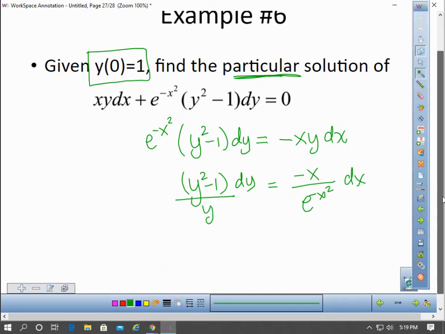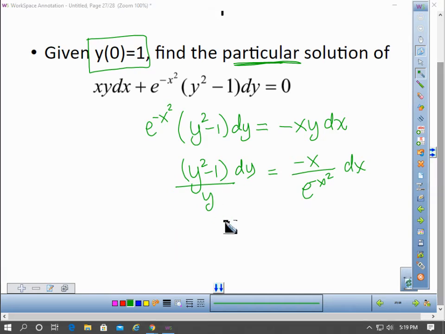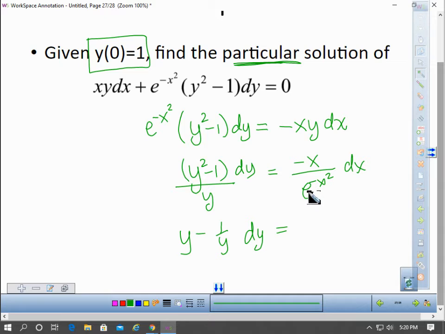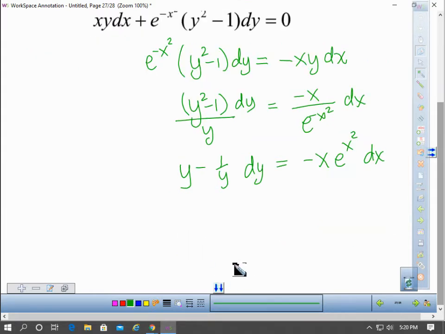All right, so now let's simplify just a little bit here. I can split this up and make this y minus 1 over y, because I got y squared over y, which is just y, minus 1 over y. You don't have to put parentheses around that. And then over here, I can move this e to the negative x squared upstairs, and that will become e to the positive x squared. So just doing a little bit of math using our laws of logarithms and simplifying.